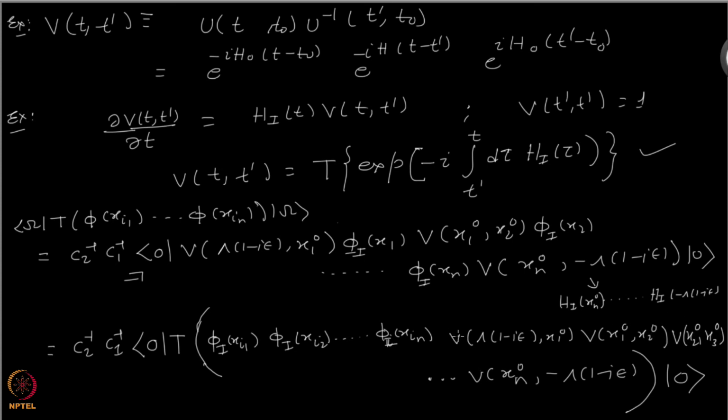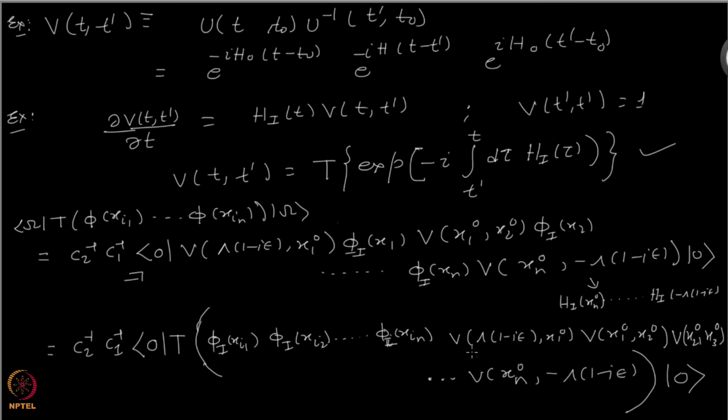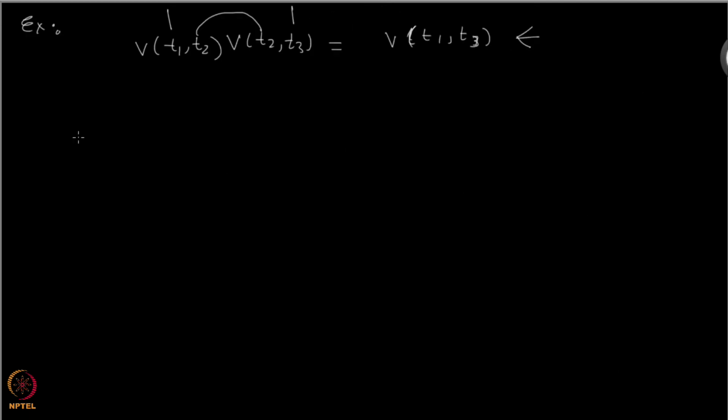Okay, so if you just run this thing in the chain, you will end up with eventually 1v, because all the v's are going to combine. So you get 1v, where the leftmost argument will be lambda 1 minus i epsilon, and the rightmost argument will be minus lambda 1 minus i epsilon. Okay, so that also you can check.